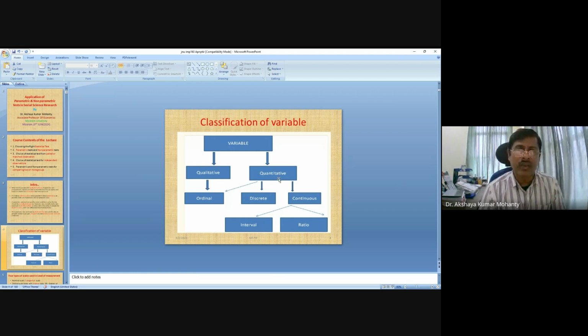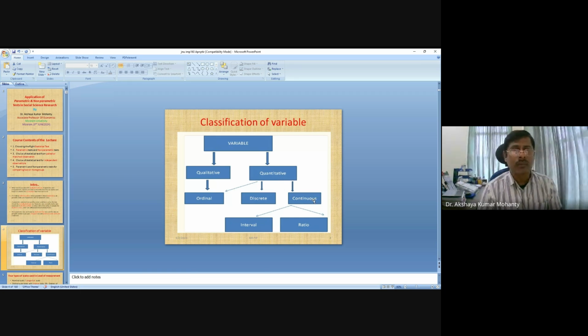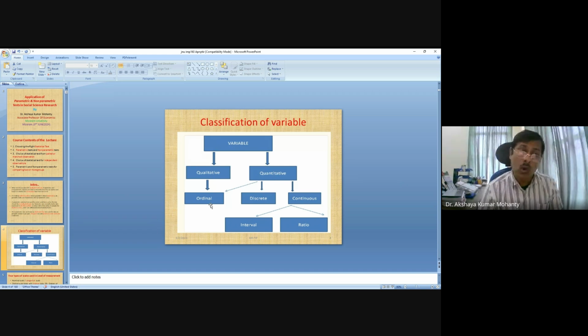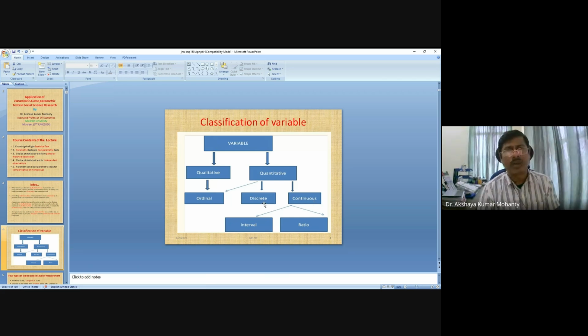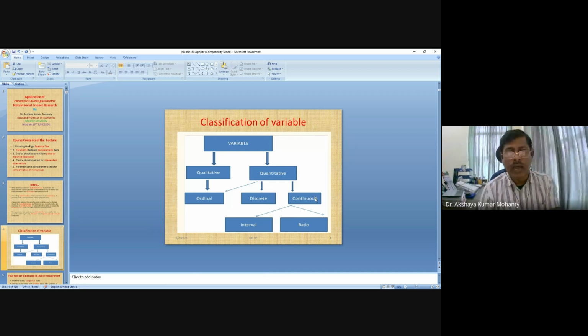And when the quantitative variable comes, the quantitative variable has three types of shapes. It may be ordinal in form, discrete in form, or continuous in form. Discrete means natural numbers, 1, 2, 3, 4, 5, 6, any natural number you can take. But continuous, you can see, is 0.5, half, 0.7, 0.3, 1.5, 1.7, like this. This is the continuous variable you can find under the quantitative.